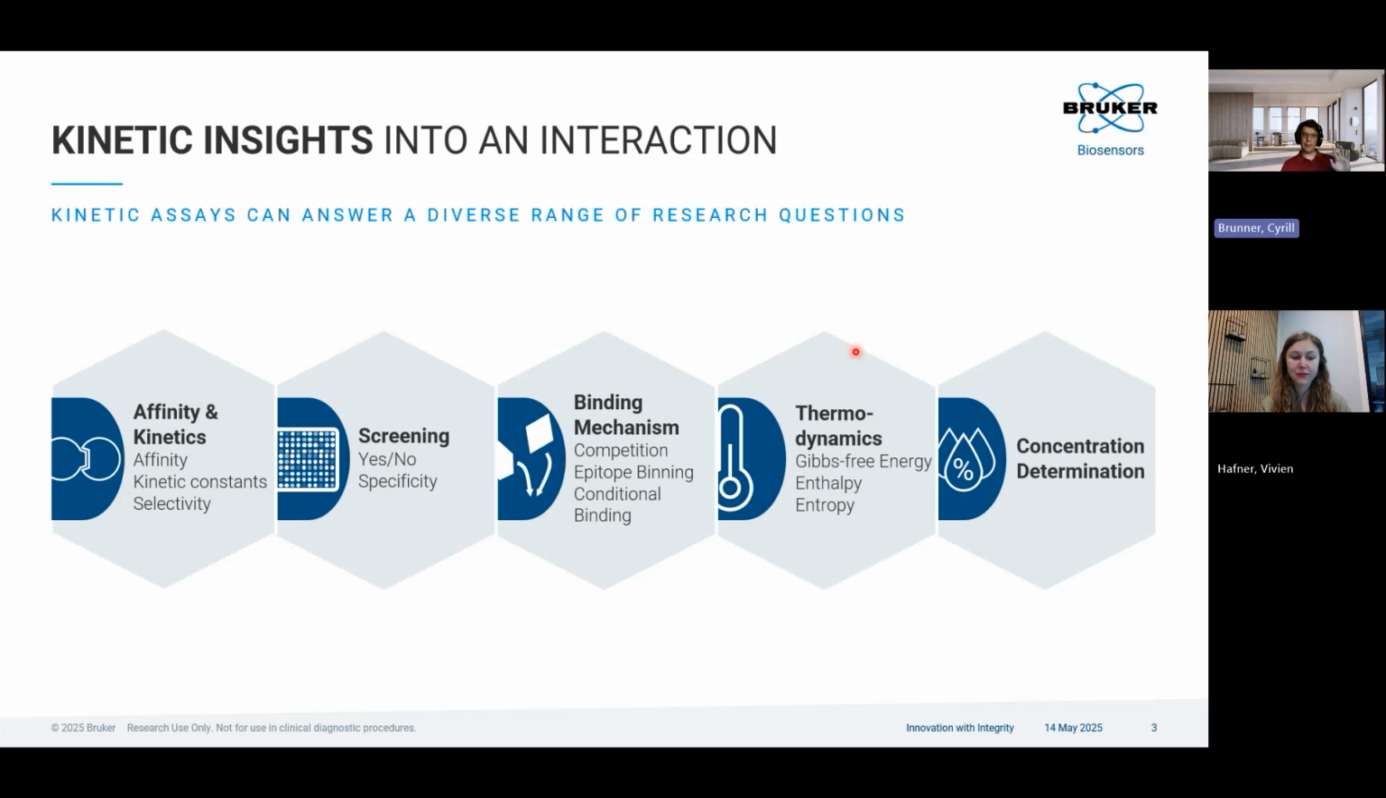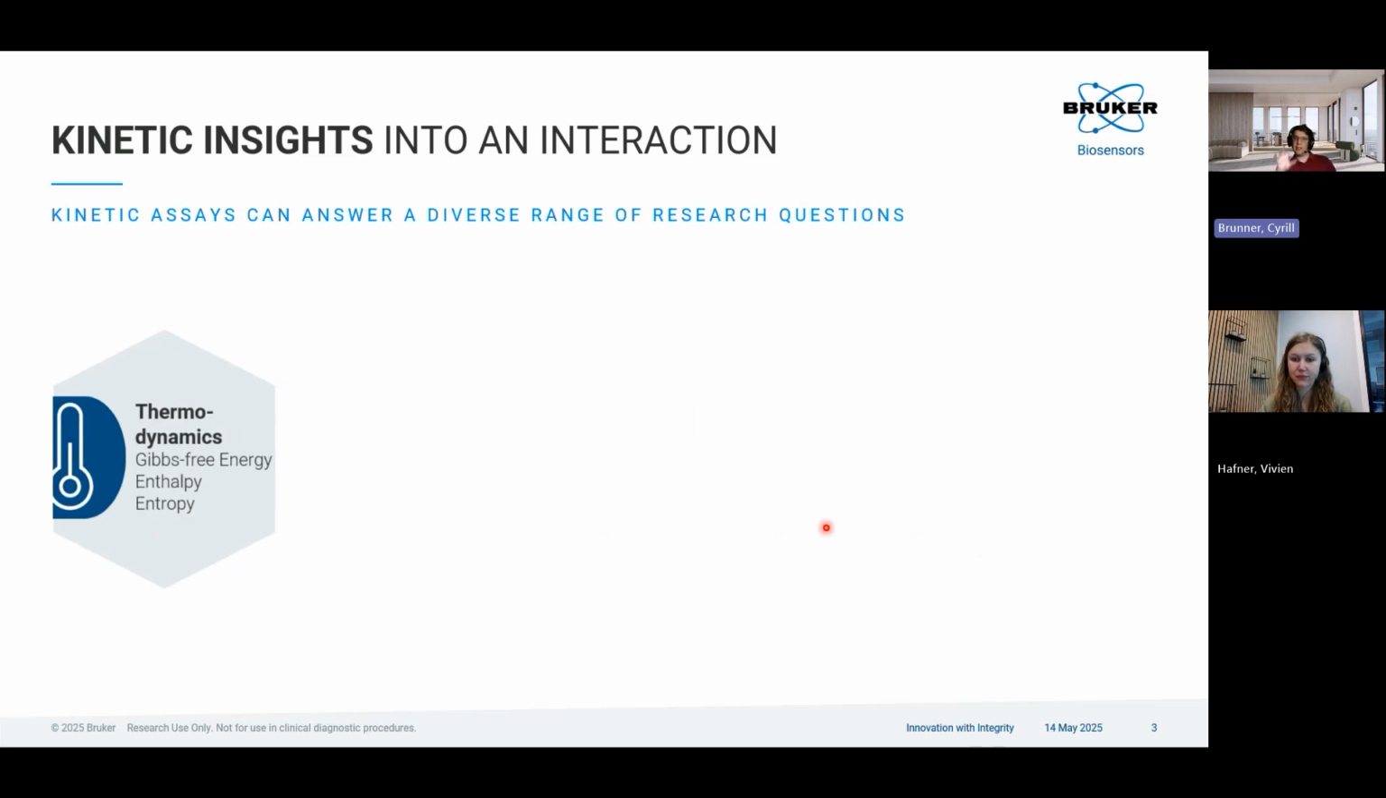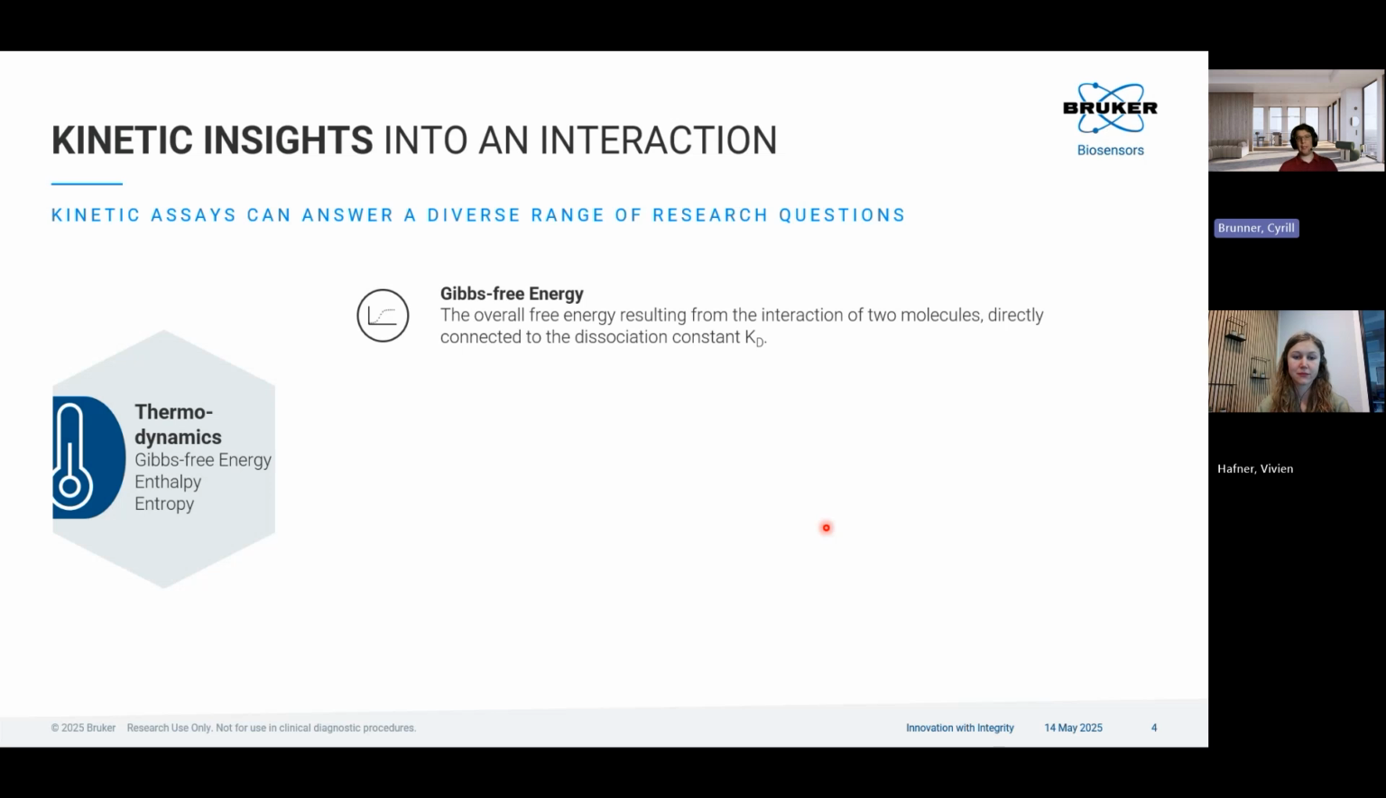What we look at today, thermodynamics, is a special case because thermodynamics already includes one component in the classical kinetic assay, and you need to add just a little bit in order to get more. What does it already contain? Kd is directly connected to delta G, the Gibbs free energy, meaning the overall energy resulting from the interaction between two molecules, for instance, a protein and a small molecule. Since they're directly connected mathematically via an equation that's easy to calculate, you also get the question: what composes delta G itself?